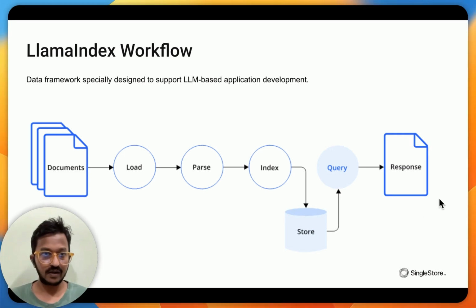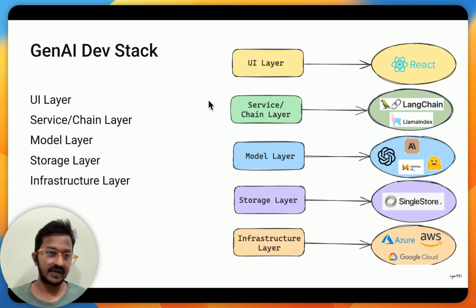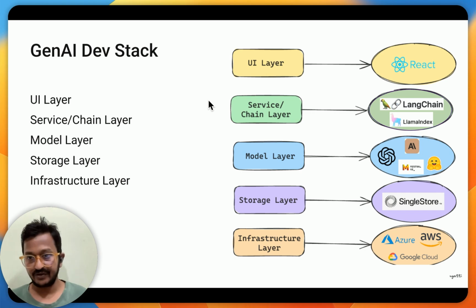Yeah. So let's move on. If you are building Gen AI applications, this is a simple Gen AI dev stack that has 5 layers: UI layer, service or chain layer, model layer, storage layer, and the infrastructure layer. The whole point of this slide is to show where exactly LangChain and Llama Index come into play in the whole Gen AI dev stack when you're building Gen AI applications. They basically come under the service or chain layer to help you build robust AI applications.